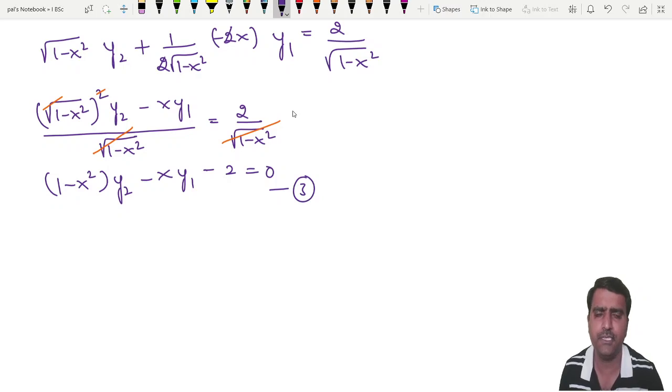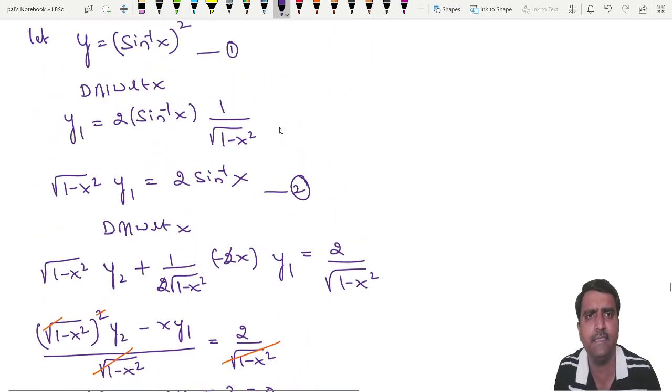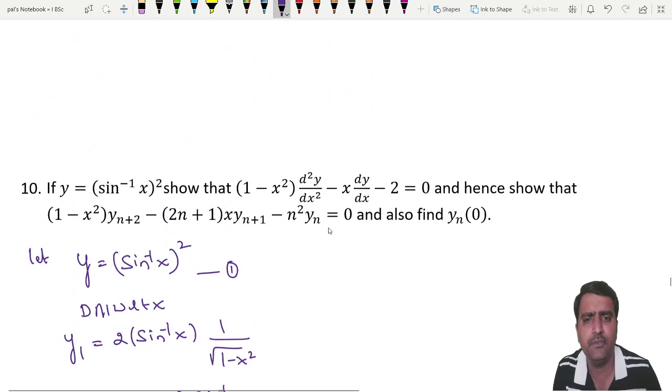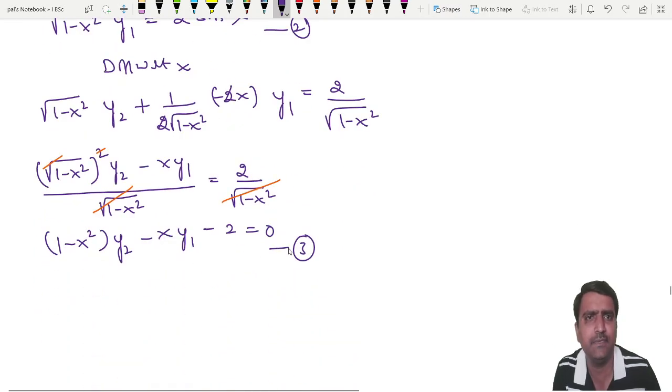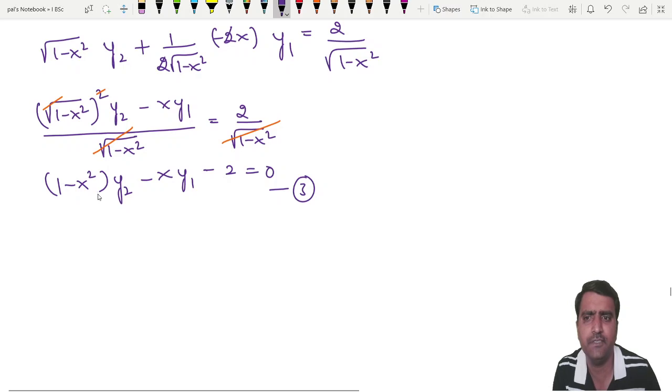Actually, in the question, they are asking to prove that 1 minus x square into d square y by dx square minus x into dy by dx minus 2 is equal to 0. That same result we proved. In place of dy by dx, we are using the notation y1, and in place of d square y by dx square, we have y2. So that is the change of notation we are using.